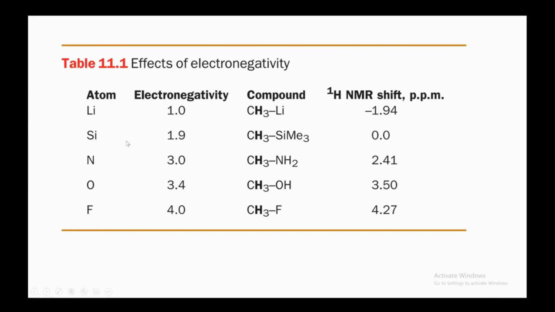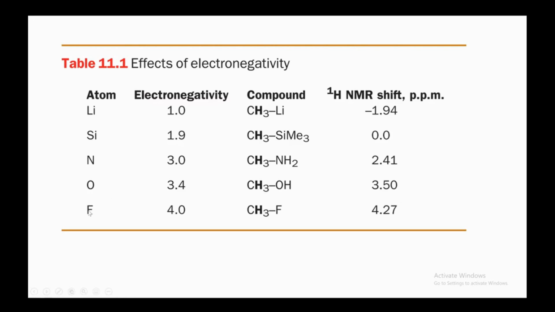Next is silicon. The electronegativity of silicon is 1.9, and in tetramethylsilane the ppm value is 0.0. If we attach nitrogen, which has an electronegativity of 3.0, in the case of methylamine, the methyl group appears at 2.4 ppm. If we replace nitrogen with oxygen, the electronegativity becomes 3.4, and the example is methanol, whose methyl group appears at 3.5 ppm.